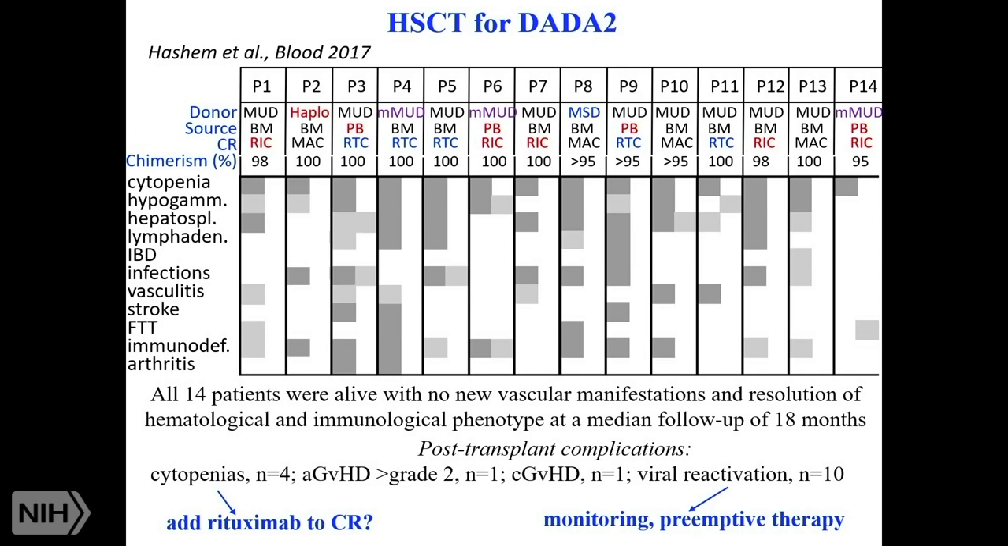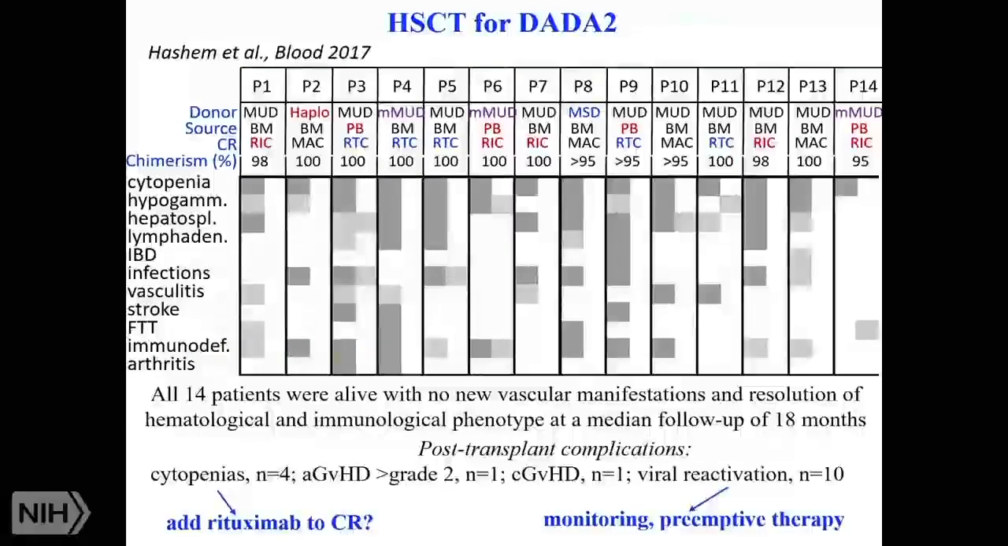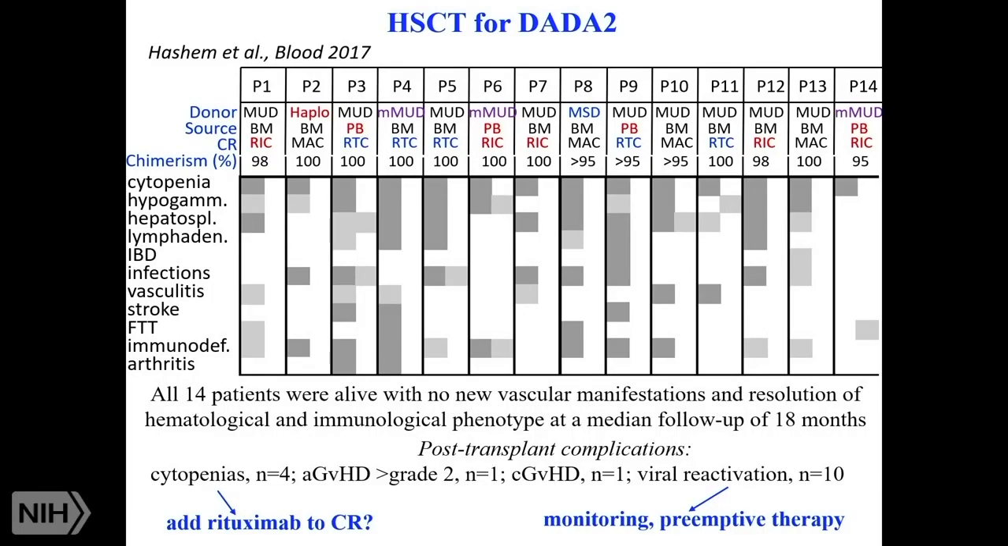But there were other problems. Cytopenias were present in 4 patients post-transplant. And cytopenias were a reason why, in fact, there was an idea that perhaps we can do even better and use rituximab prior to transplantation in order to reduce the incidence of cytopenias post-transplant.